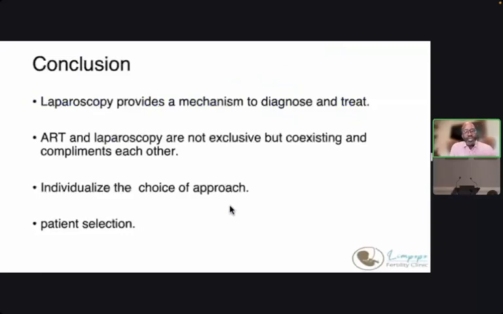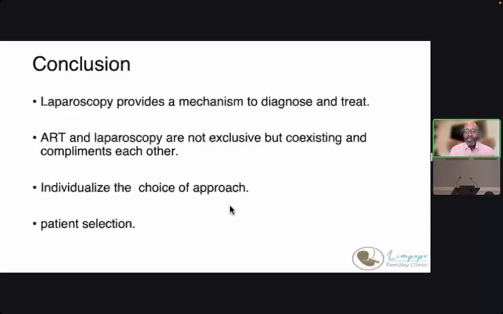So to conclude, laparoscopy provides a mechanism to diagnose and treat underlying pelvic pathology that may be causative for infertility as well as other symptoms, thereby optimizing both spontaneous and assisted pregnancy rates. Assisted reproductive technology and laparoscopy are not mutually exclusive, but coexist as potentially complementary treatments. The choice of approach is an individual one, made in the context of the complexity of medical, social, and financial variables that are unique to each couple.